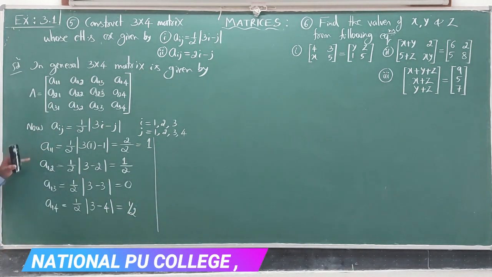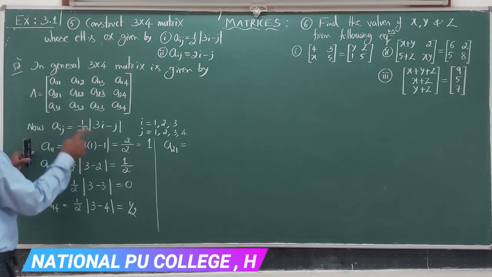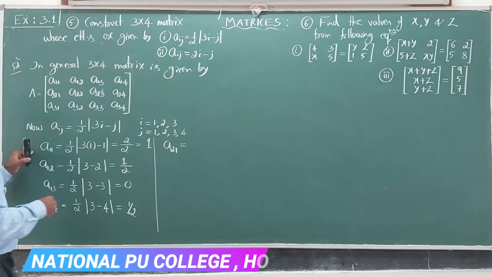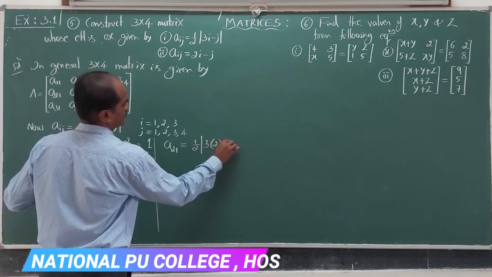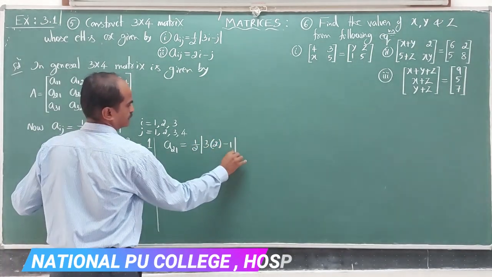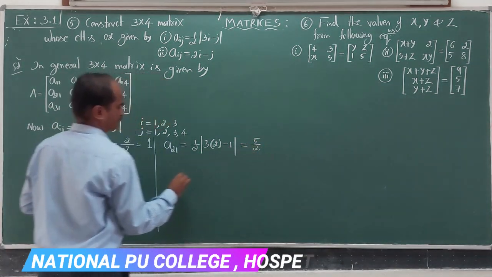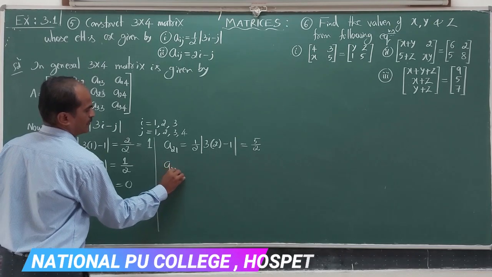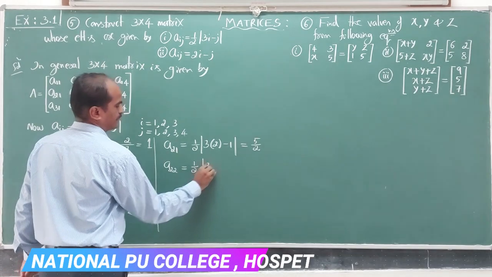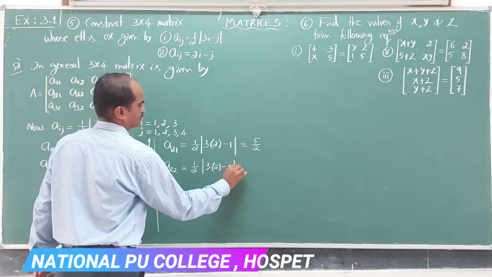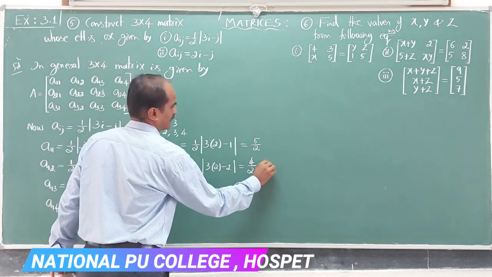Now let me find the second row elements. A21, i value is 2, j value is 1. A21 is half of modulus of 3 into 2 minus 1. It is 6 minus 1, 5. 5 divided by 2. A22 is half of modulus of 3 into 2 minus 2. That is 6 minus 2, 4. 4 by 2, that is 2.